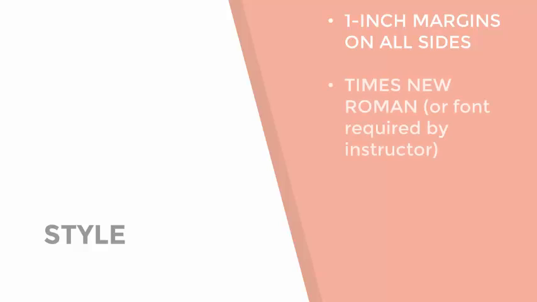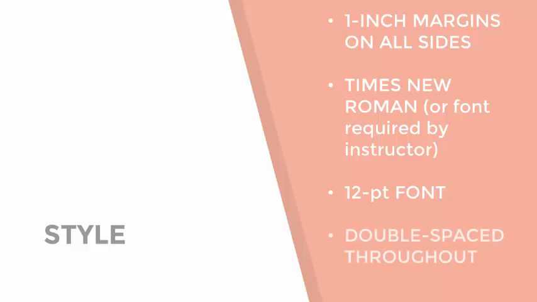So what does style include in APA format? Well, here are some basics. First of all, it includes 1-inch margins on all sides of the paper. Secondly, it requires Times New Roman font, or whatever font is required by your instructor. It asks for 12-point font as a standard font size that's easy to read, and it asks that the paper be double-spaced throughout.